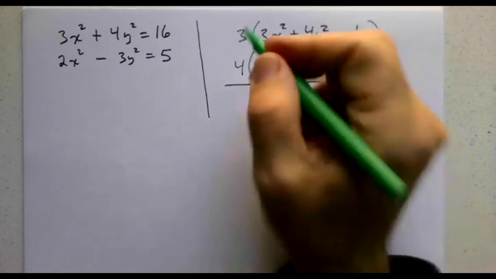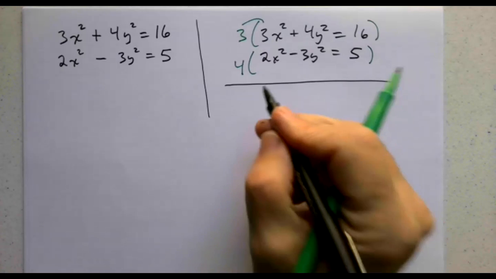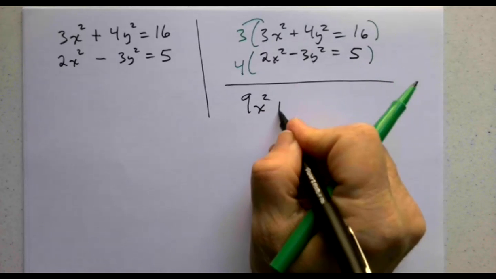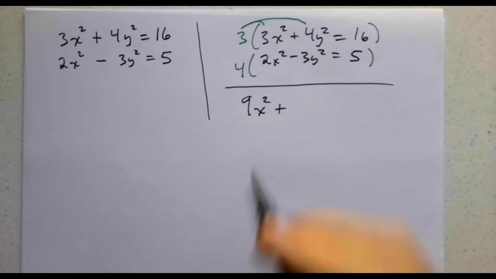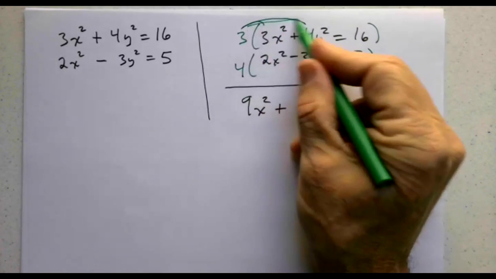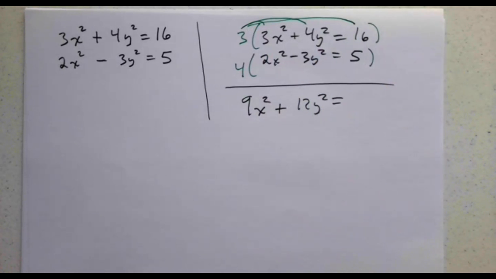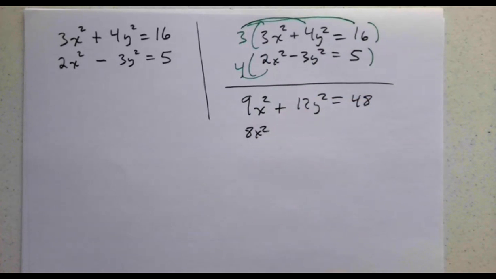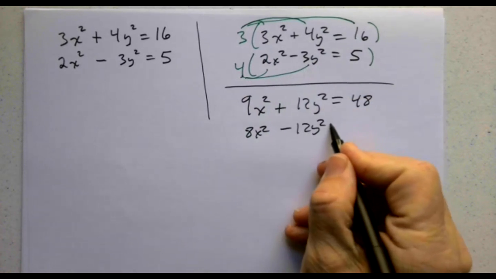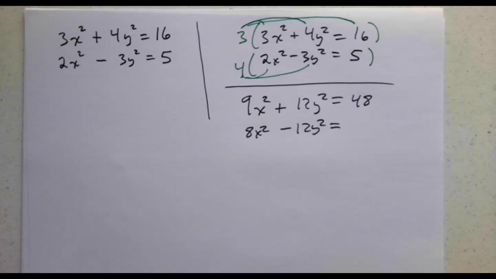What does that give me? 3 times 3x squared is 9x squared, plus 3 times 4y squared is 12y squared, equals 3 times 16. Do not forget to multiply on the right side. 3 times 16 is 48. Down here, 4 times 2x squared is 8x squared. 4 times negative 3y squared is negative 12y squared, which is good because then the y's will subtract out. Equals 4 times 5 is 20.